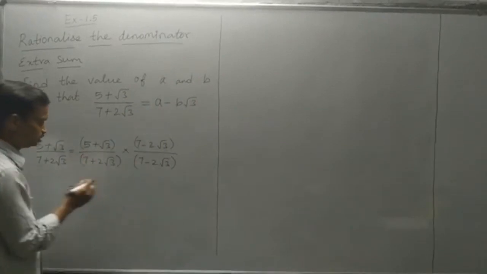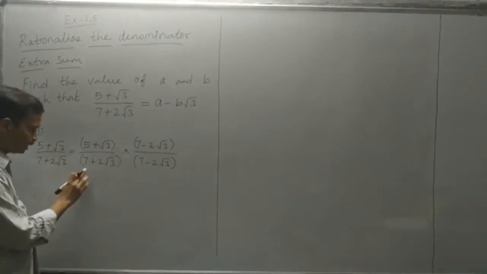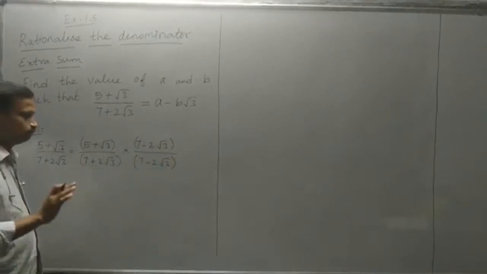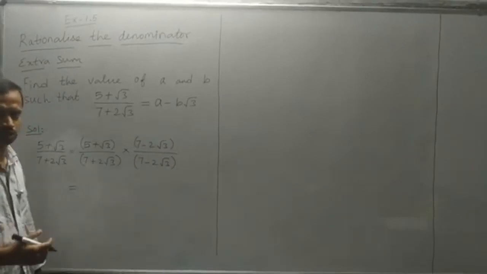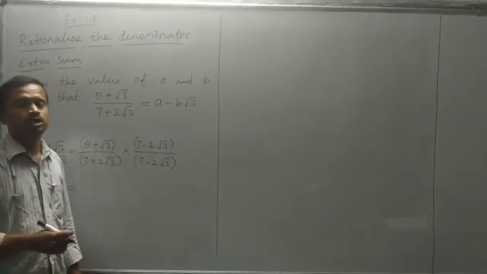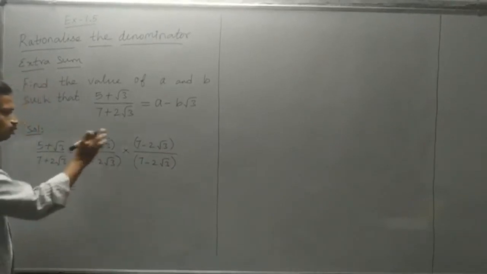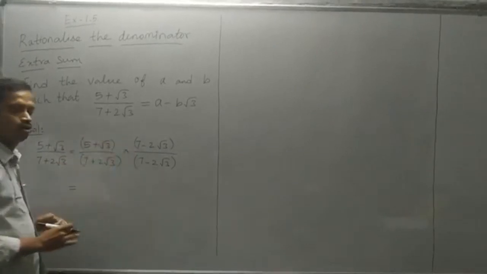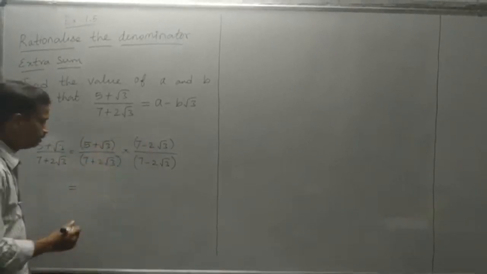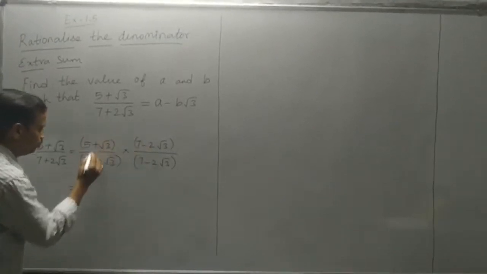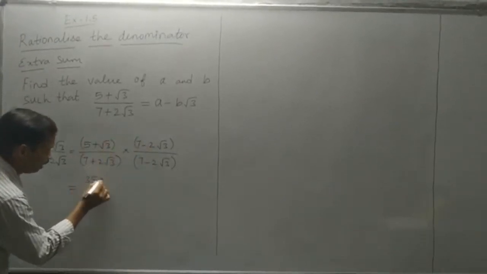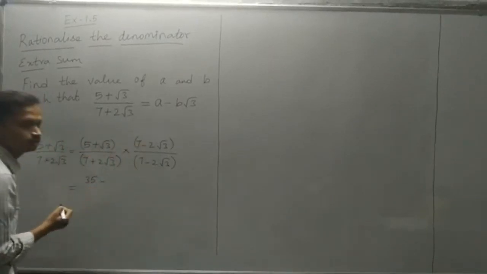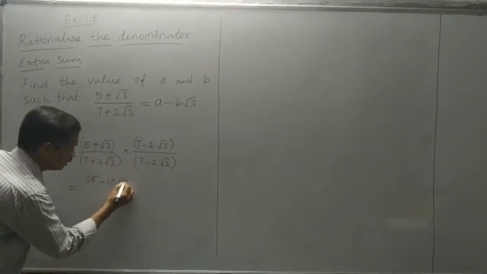You see the denominator is (7 plus 2 root 3) into (7 minus 2 root 3). It is of the form (a plus b) into (a minus b), which I already wrote on the board. So what is that? a square minus b square. And now coming to the numerator, it is just multiplying the two brackets. First 5 into 7, 35. And then plus 5 into minus 2 root 3, so minus 5 into 2, 10, and then 10 root 3.